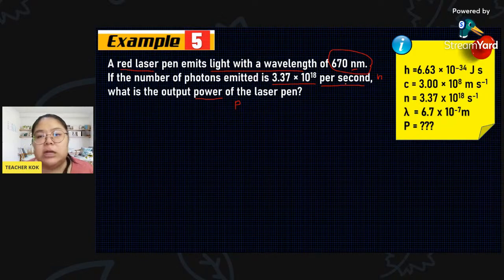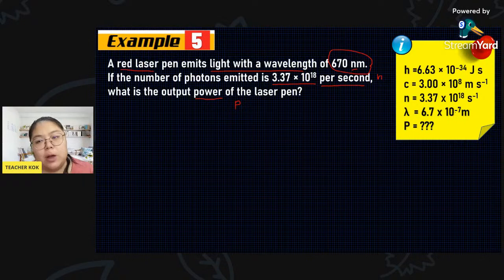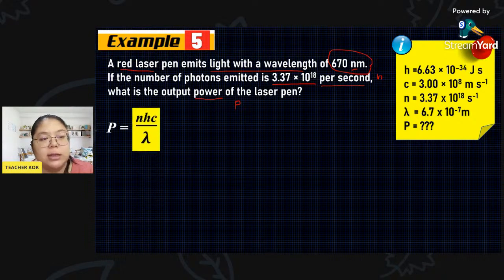The power of negative 9, so I move it, becoming standard form, then it becomes 6.7 multiplied by 10 to the power of negative 7. From here, they want to find power, so we just use the formula from just now. They just changed the positions only. So I still apply the same thing: P equals NHC over lambda. So from here, we straightforwardly apply.